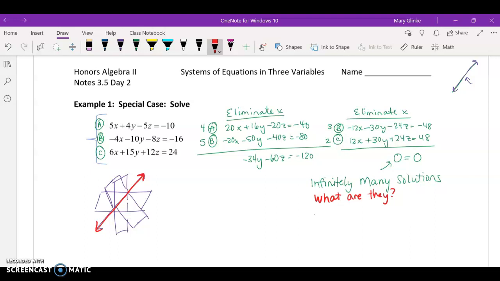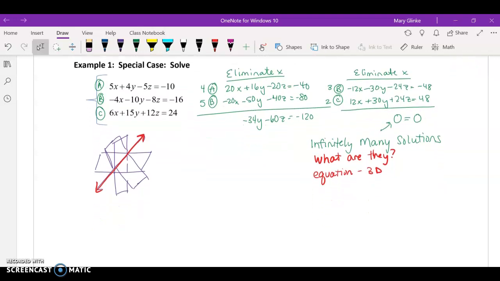So our goal is to write an equation, but the question is, we have to write it in 3 dimensions because we have the x, the y, and the z. So here's what we do. When we get infinitely many solutions, you're going to take one of your equations that you have eliminated a variable for. So we eliminated x, which means we only had y or z. You're going to take that equation and you're going to pick a variable. Now, it doesn't really matter which one, so I'm just going to pick y.